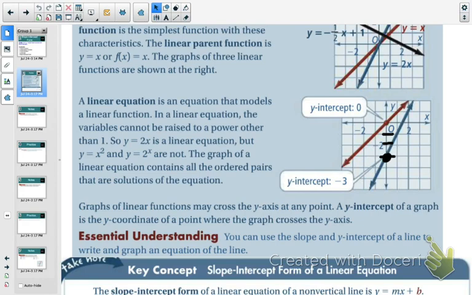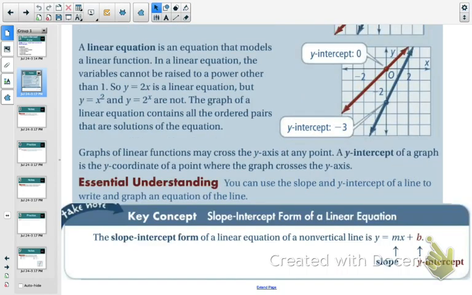You can use the slope and the y-intercept of a line to write and graph the equation. So slope-intercept form looks like y equals mx plus b, where m is the slope and b is the y-intercept. So you only have to fill in two things here. Y and x are your variables, so we don't change those unless we're changing them to help us find the slope or the y-intercept. But when you write your equation, you're always going to leave y and x because those are your variables. So you just change m for slope and b for y-intercept.